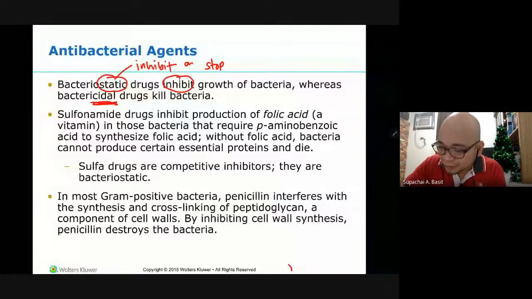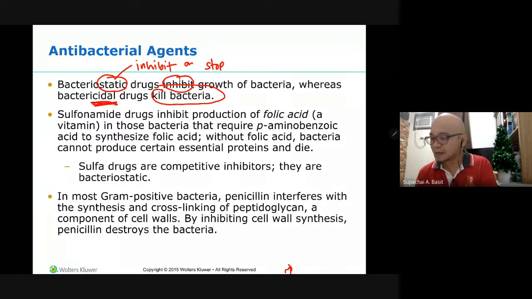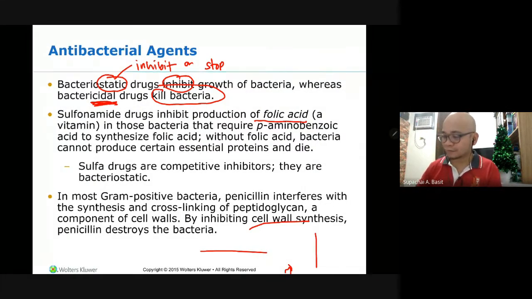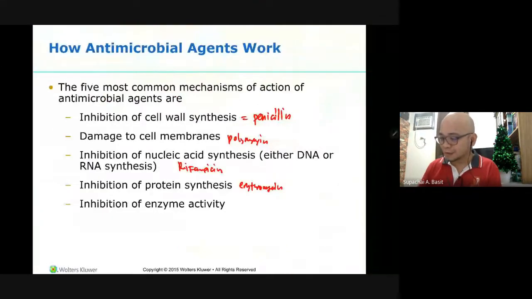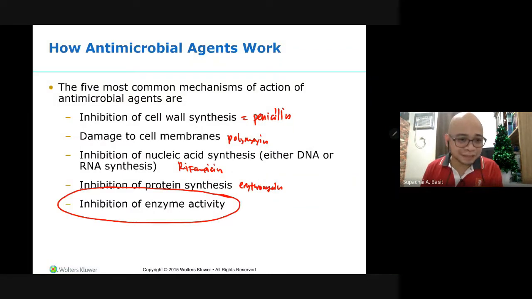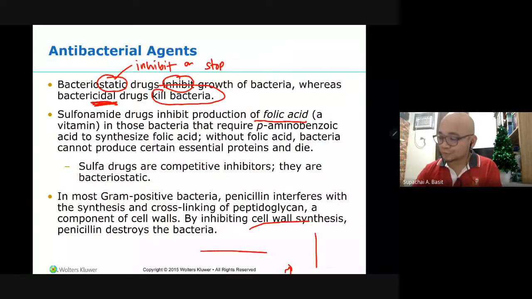Bactericidal. The term cidal is more powerful because it can kill the bacteria. Sulfamethoxazole, or the sulfonamide drugs, the example I gave a while ago, can inhibit the production of folic acid. This particular drug is classified under the inhibition of enzyme activity.